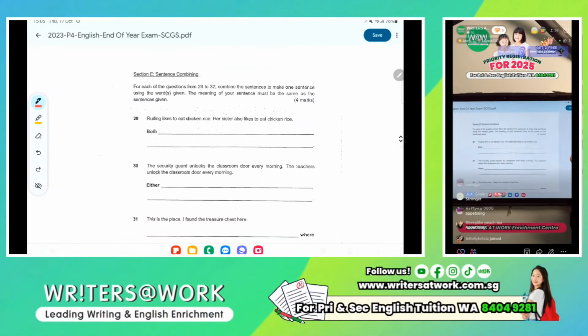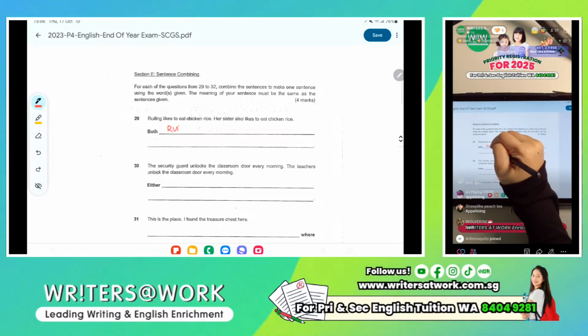Okay, now we are at synthesis. So, Rui Ling likes to eat chicken rice. Her sister also likes to eat chicken rice. Okay, so what would the correct answer be? For question 29. What would the correct sentence structure be for this synthesis and transformation question? Can you please take note of the grammar as well? Because there is a tricky part over here in terms of the grammar.